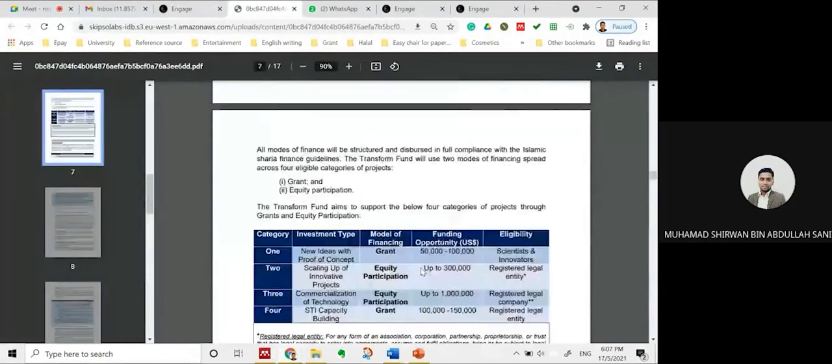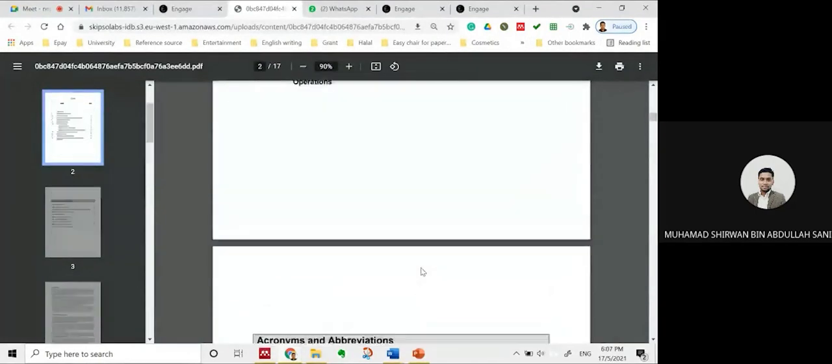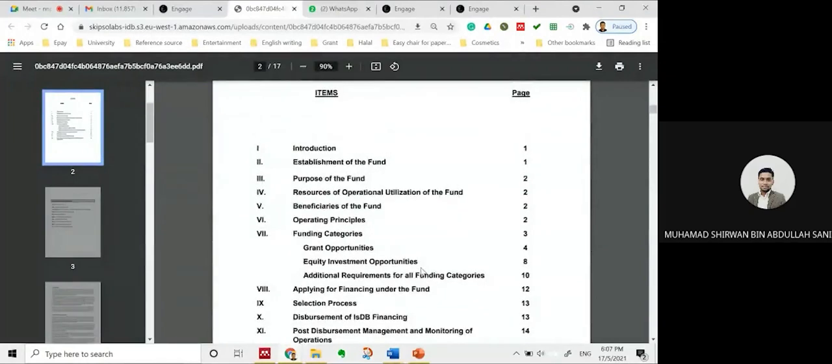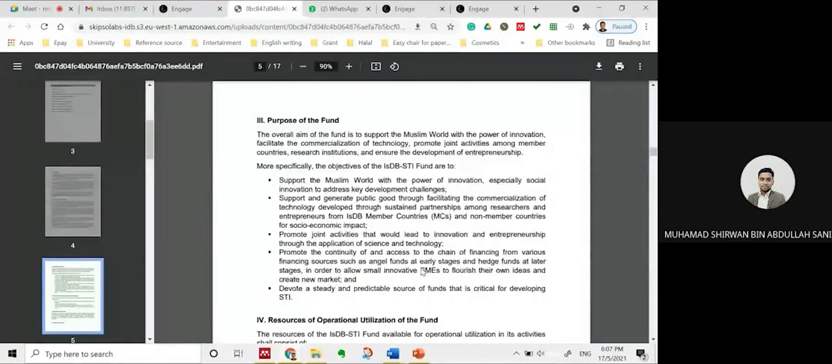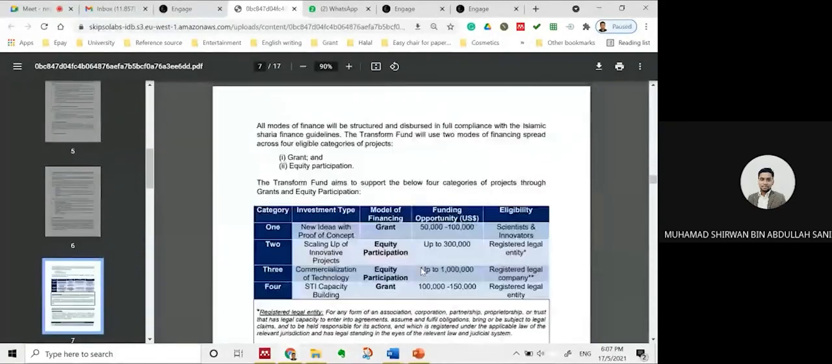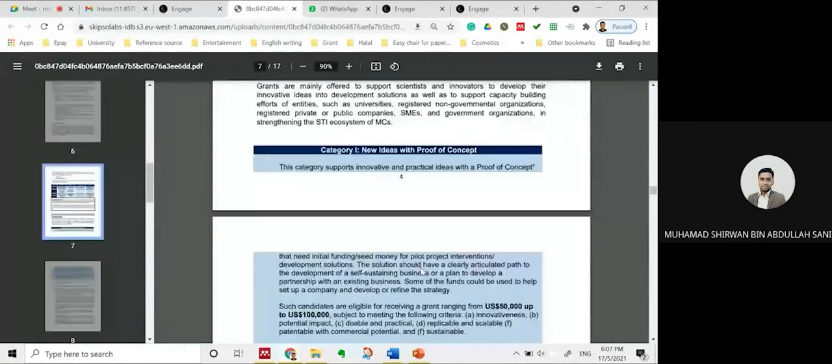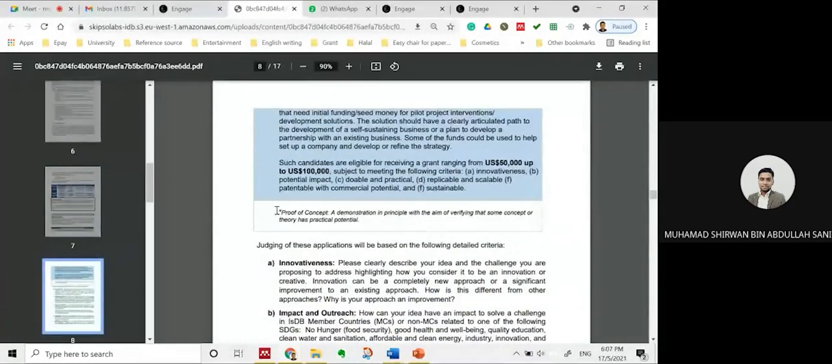Based on this guideline, I recommend you read one by one according to your categories. In my case, I applied for proof of concept, so I just read this part, Category 1, new ideas with proof of concept. They have highlighted here, you can see, proof of concept means a demonstration in principle with the aim of verifying that some concept or theory has practical potential, which means somewhere else it has been stated that the idea is proven to be doable.